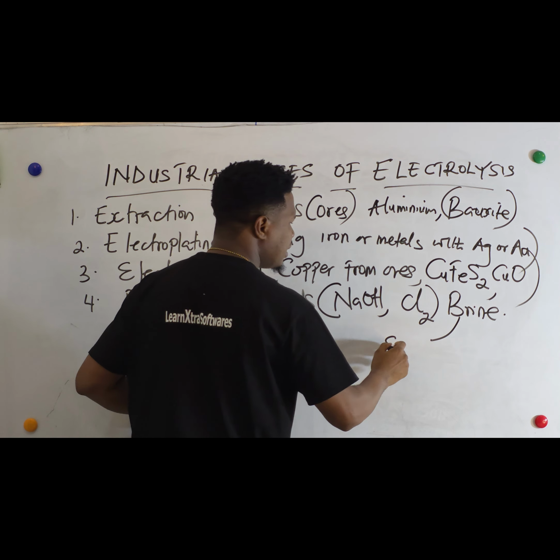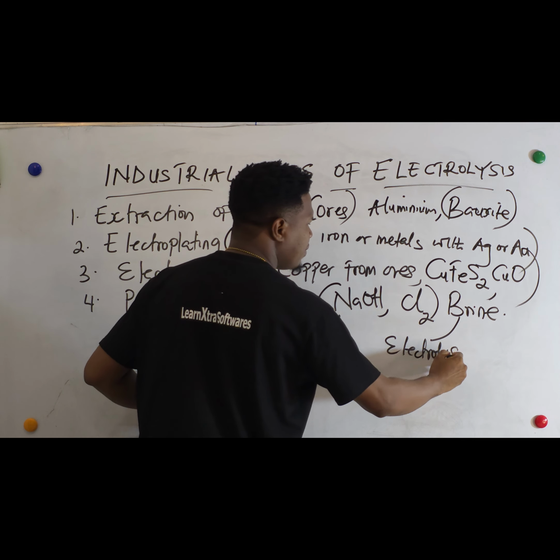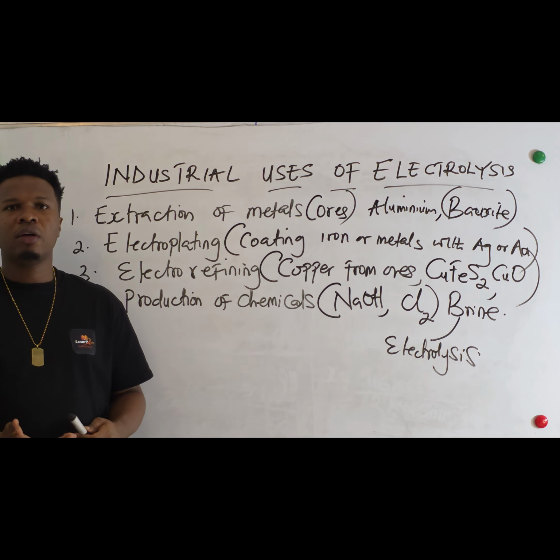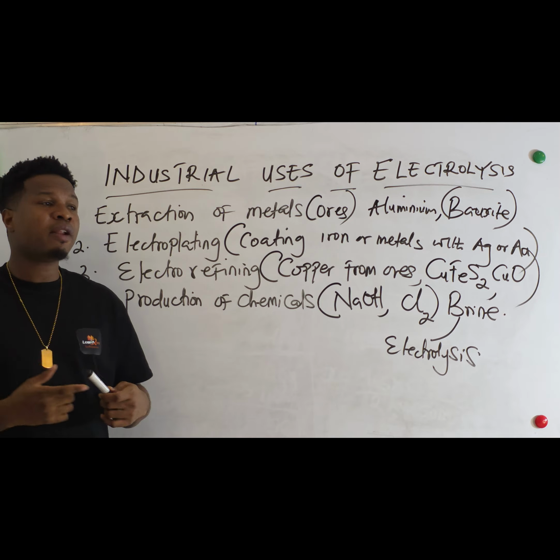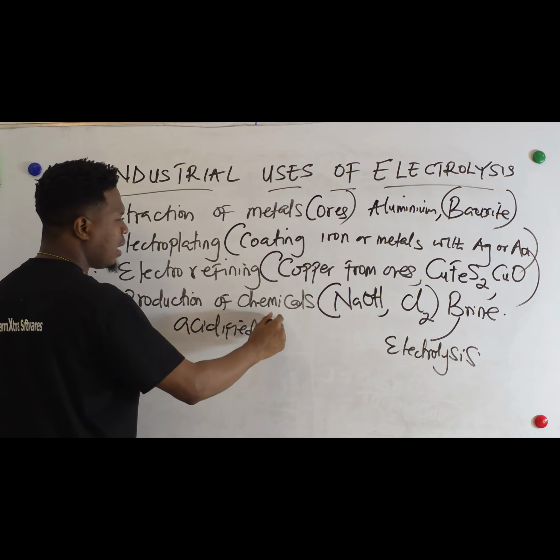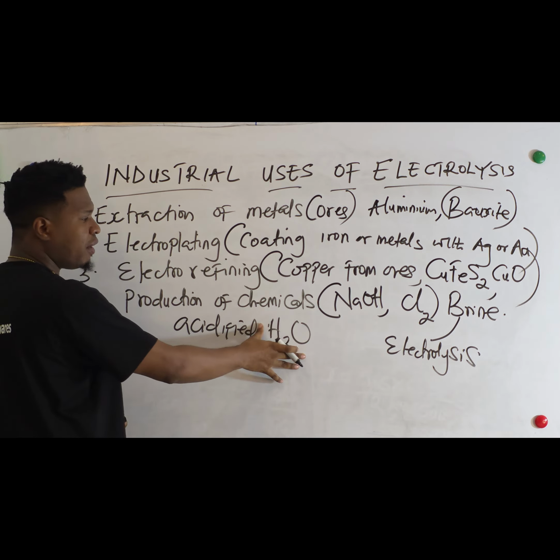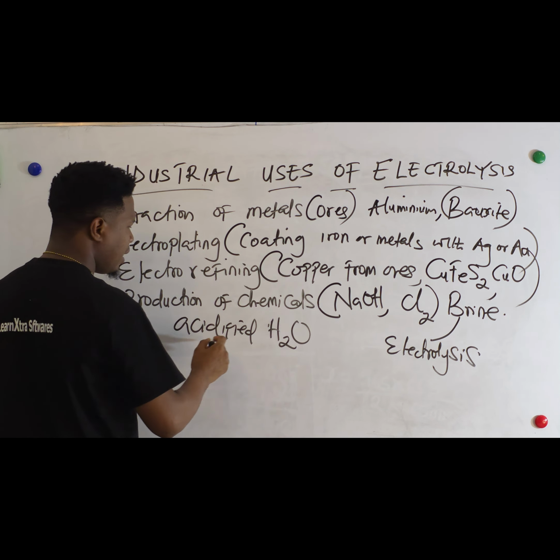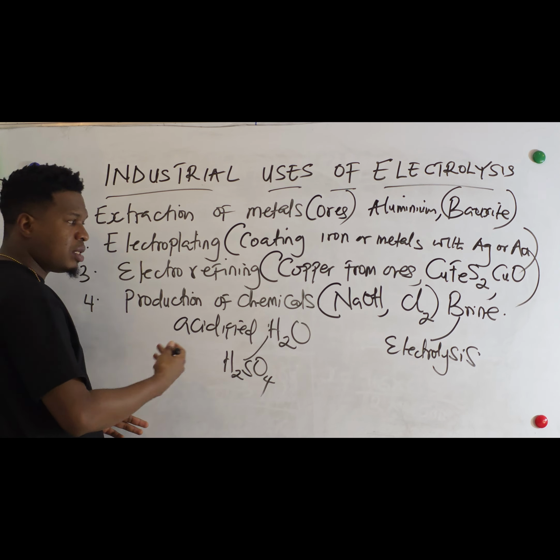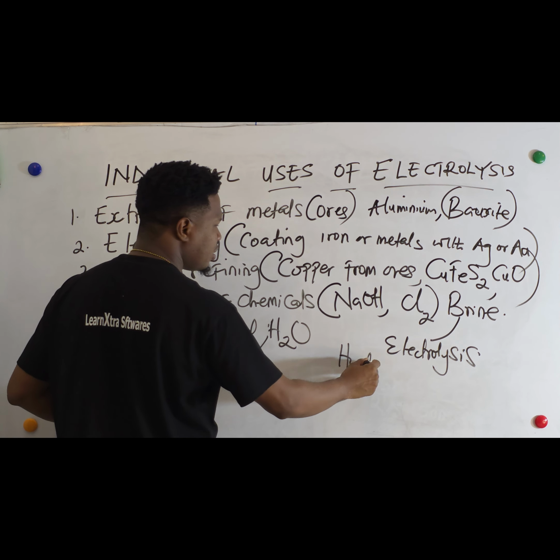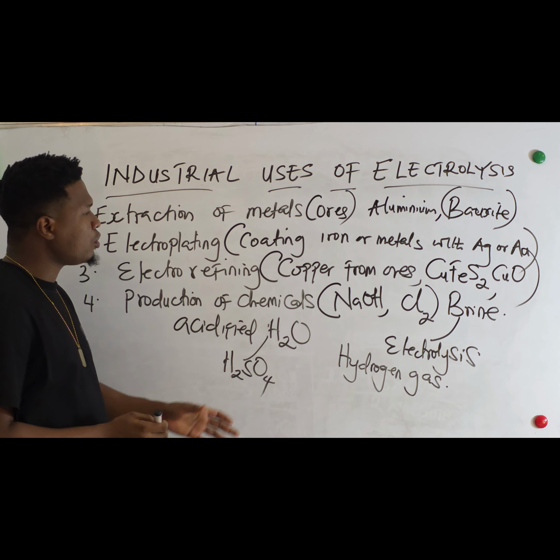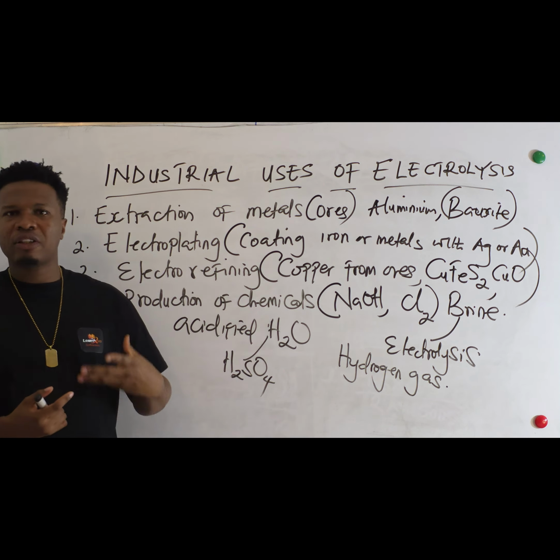If you look at the electrolysis of brine, you will definitely see that the end product is useful. Also, even if you look at the electrolysis of acidified water, acidified water is water that is acidified with H2SO4. If you look at the product of this reaction, you will see that hydrogen gas is produced. So these are all byproducts of electrolysis, and these chemicals are useful and have an industrial application.